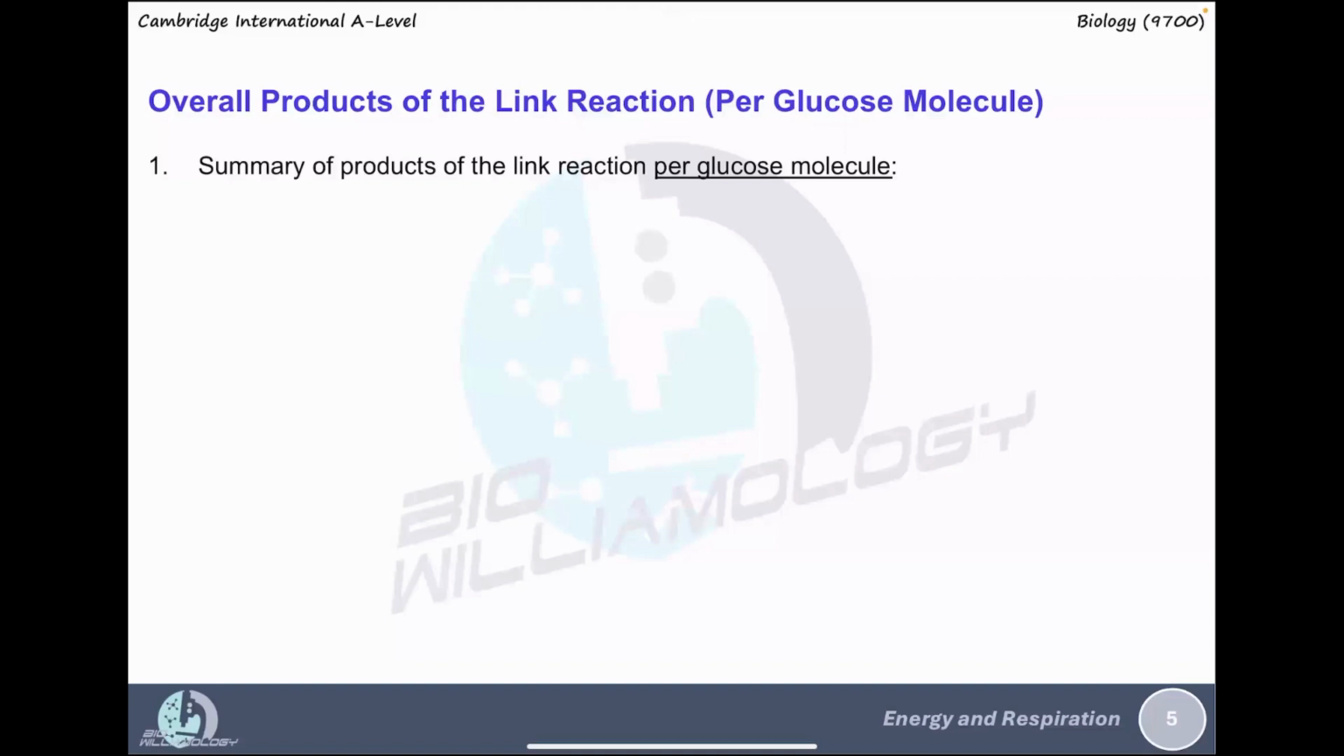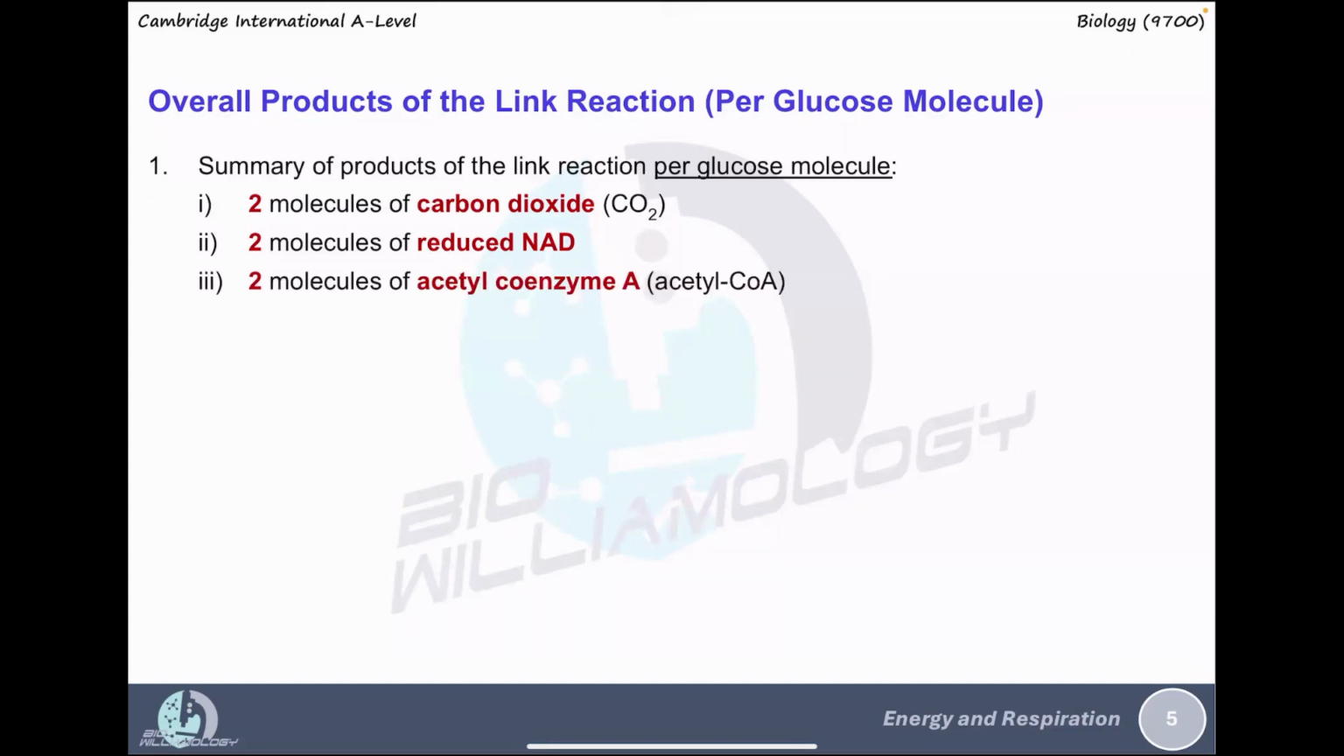What are the overall products of the link reaction per glucose molecule? As we know, 1 glucose molecule results in the formation of 2 pyruvate. So per glucose molecule, the link reaction has to occur 2 times. So what are the products? Due to the decarboxylation, 2 molecules of CO2 are released, 2 molecules of reduced NAD are formed, as well as 2 molecules of acetyl coenzyme A are produced for 1 glucose molecule.